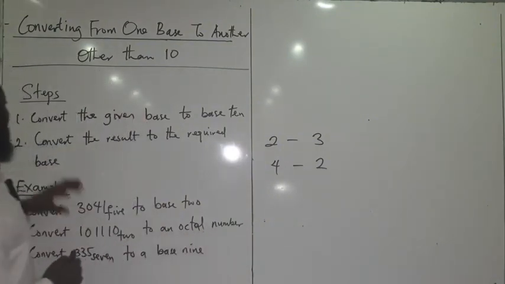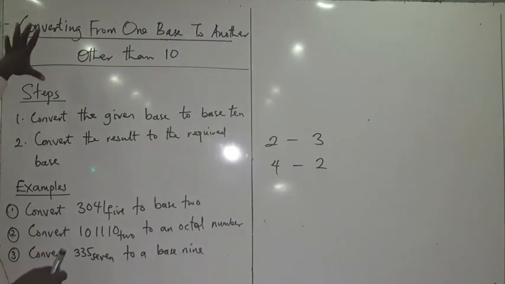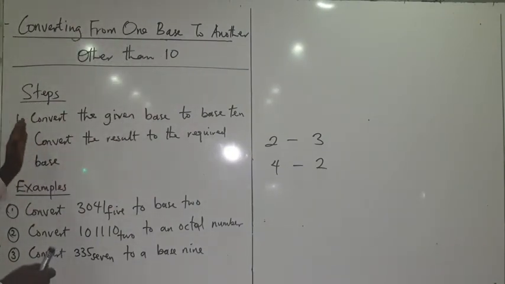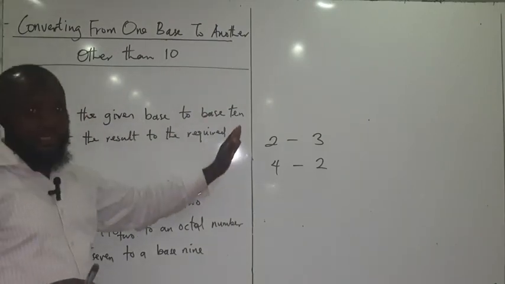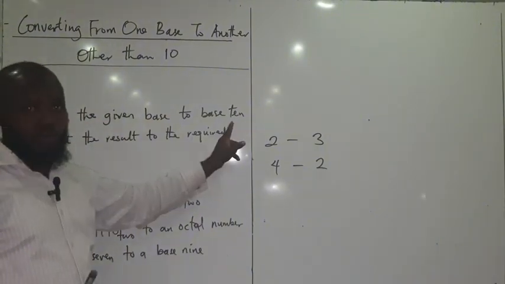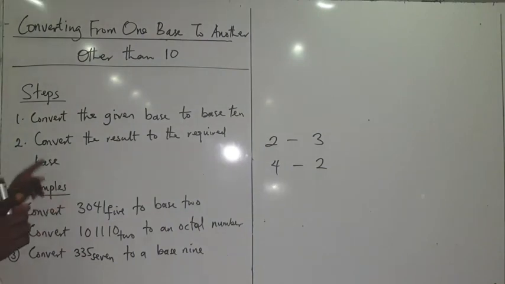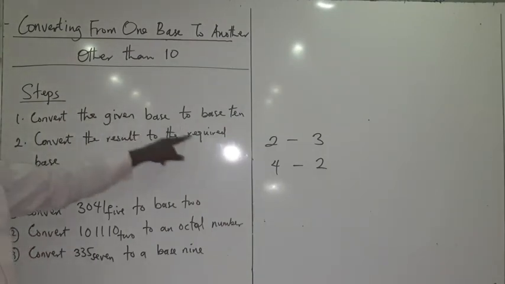There are two steps involved in converting from one base to another other than base 10. The first step is that you convert the given base to base 10. That's the first thing you do. After converting to base 10, you then convert the answer we got in the first step to the required base.